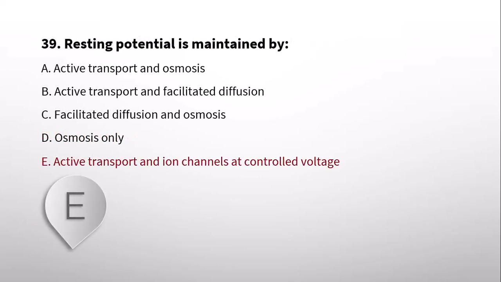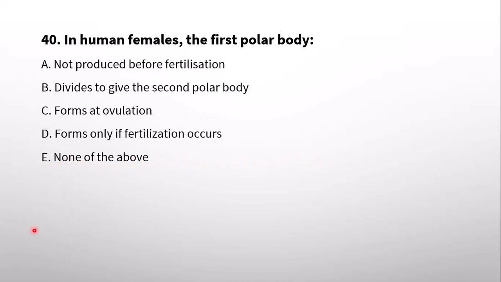Resting potential is maintained by active transport and ion channels at controlled voltage. Yes, basically the sodium potassium pump, which pumps out 3 sodium and pumps in 2 potassium ions into the cell, and that's what maintains our resting membrane potentials. 14. In human females, the first polar body divides to give the second polar body.